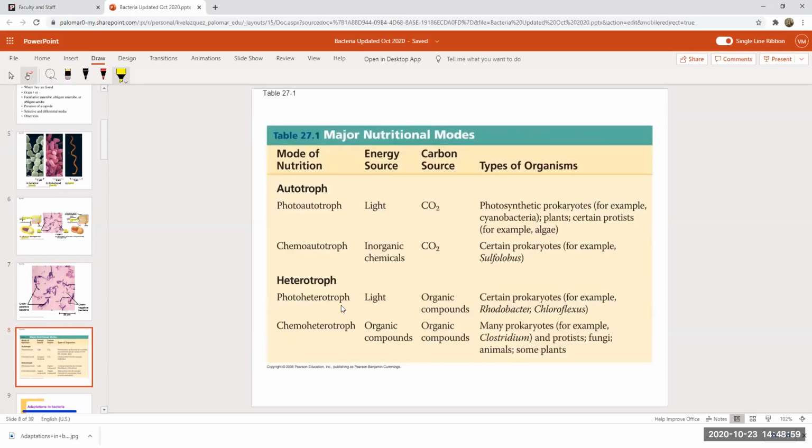Nutritional modes of the bacteria can tell us something about what we're looking at. So photosynthetic bacteria are called photoautotrophs. Remember, autotroph means they can make their own food. There are also chemoautotrophs who can make their own food from different chemicals rather than from light. So photo is referring to light. Heterotrophs, of course, eat their food. So most bacteria are heterotrophs.